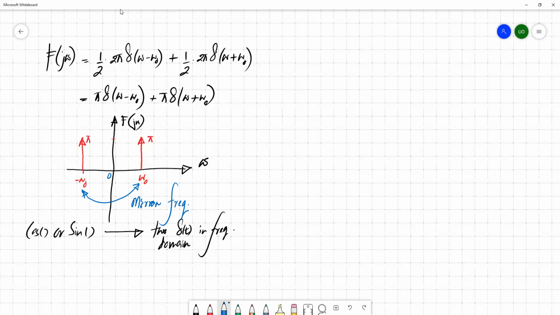So one is here, it's 0, one is omega naught. The other one is minus omega naught, which is the mirror value along this vertical axis. So these are two mirror frequencies. So this is the Fourier transform of this cosine signal. I hope it's clear.